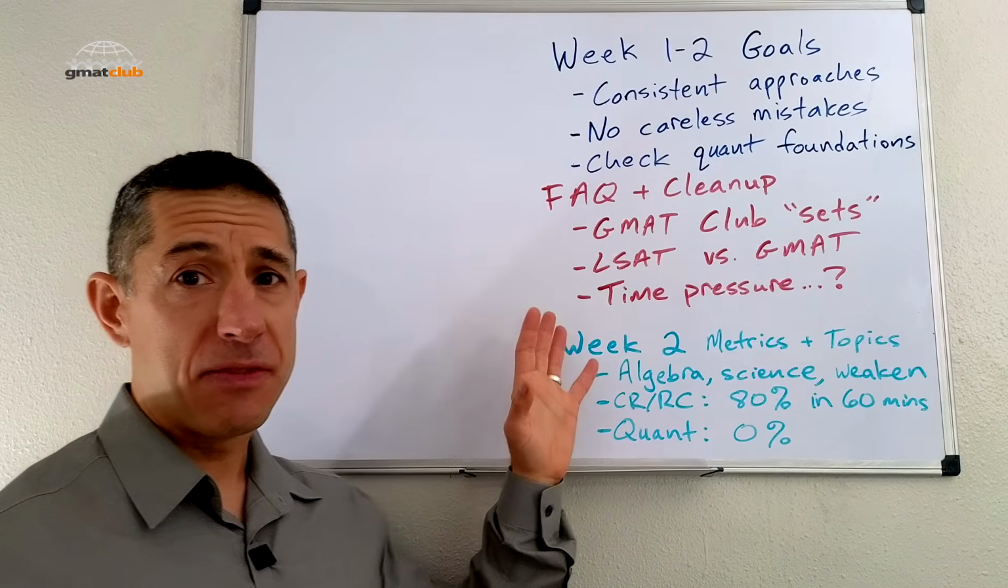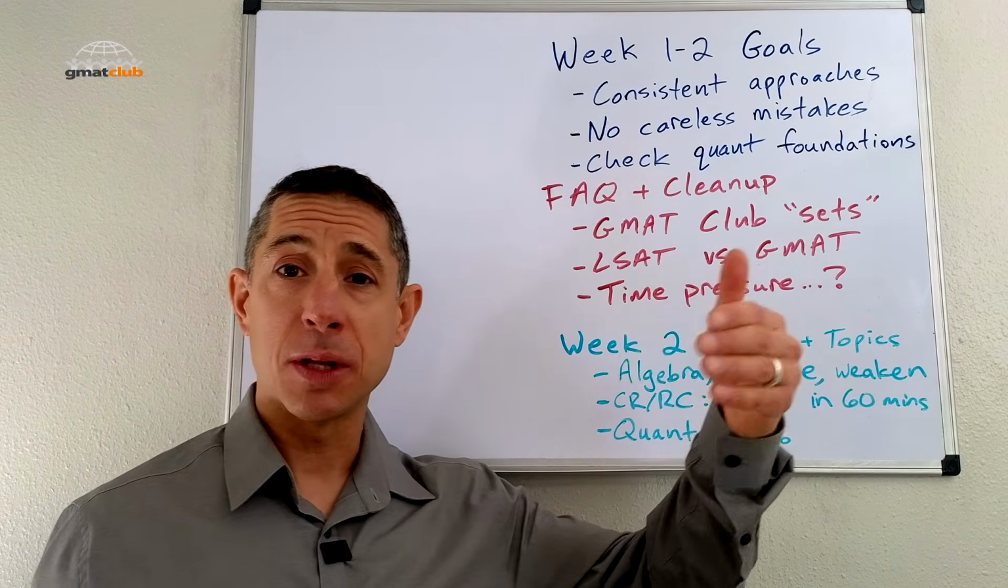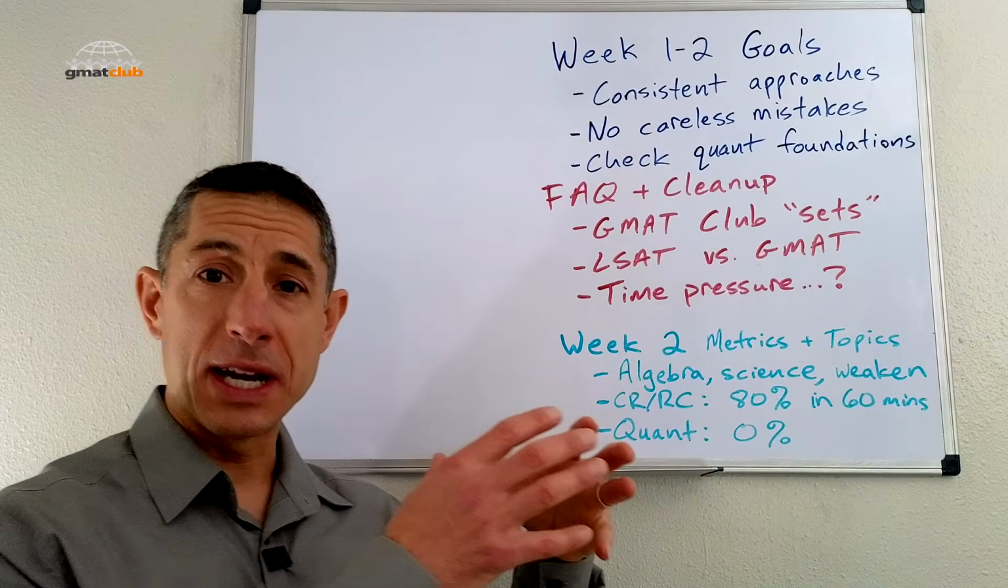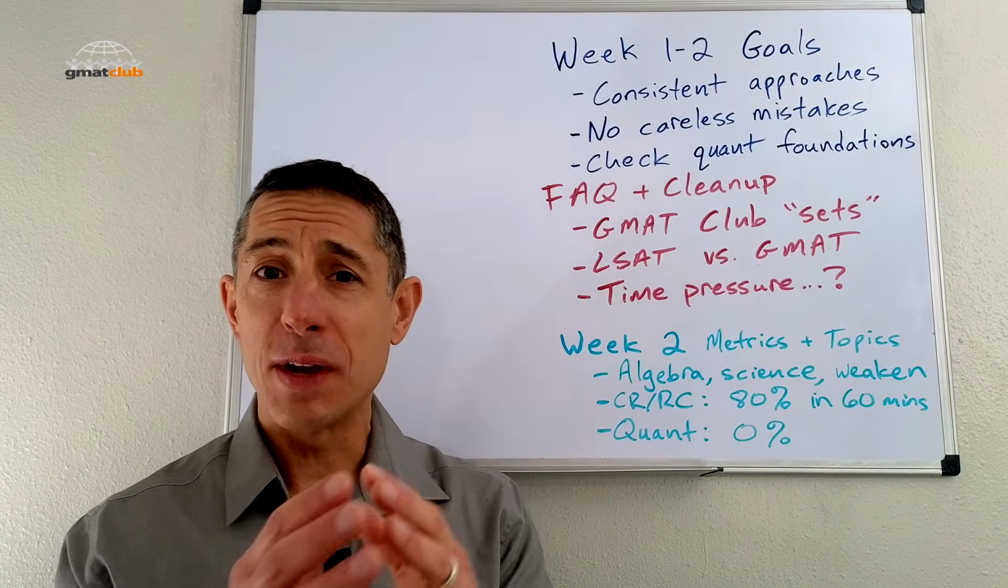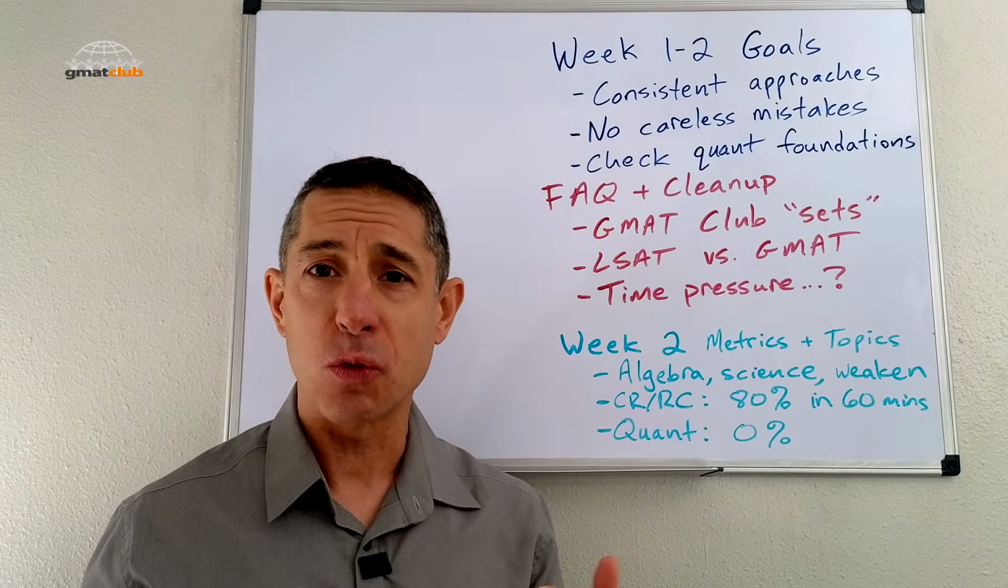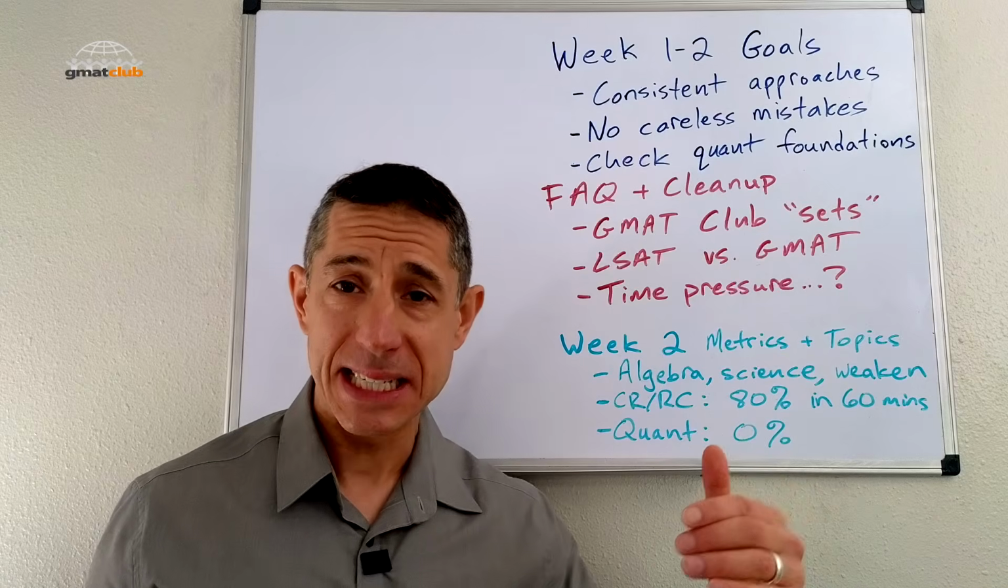So the biggest thing by far that we're trying to address right out of the gate is let's make sure you have consistent, repeatable approaches to everything. When you do reading comprehension, we want to make sure that you're doing it the exact same way every time. You're not over-reading, you're not under-reading. Same idea in critical reasoning. Quant, you're being really systematic so that you don't make those careless mistakes.